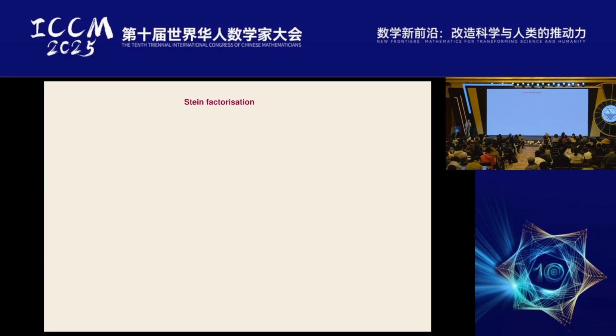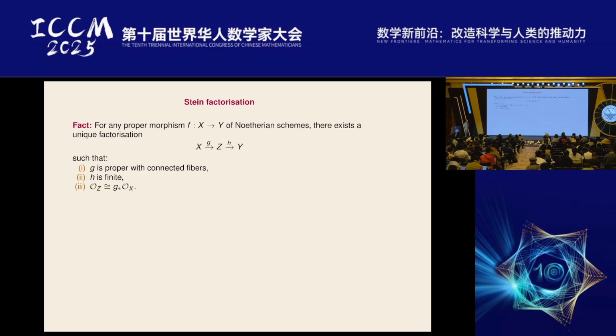Okay, so I'm going to try to generalize this concept to non-finite morphisms. So now consider a proper morphism of algebraic varieties. If you are familiar with the terminology, consider a much more general setting of Noetherian schemes. But if you are not comfortable with these things, just think about algebraic varieties.